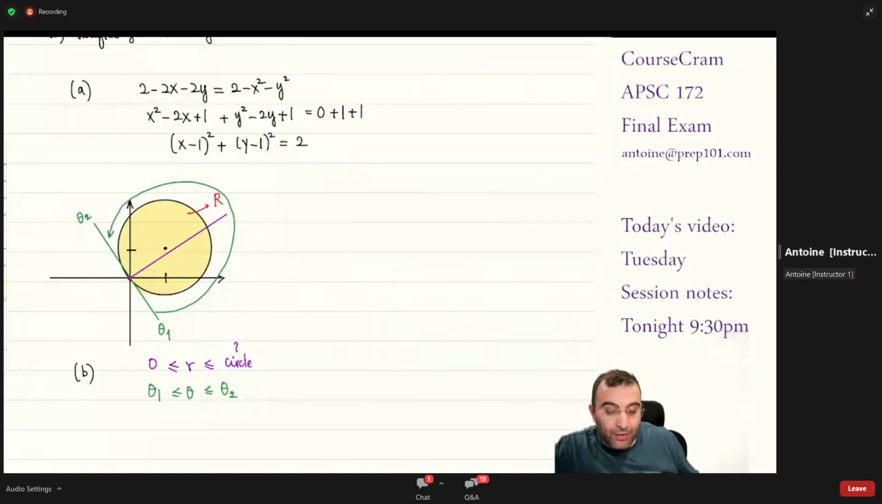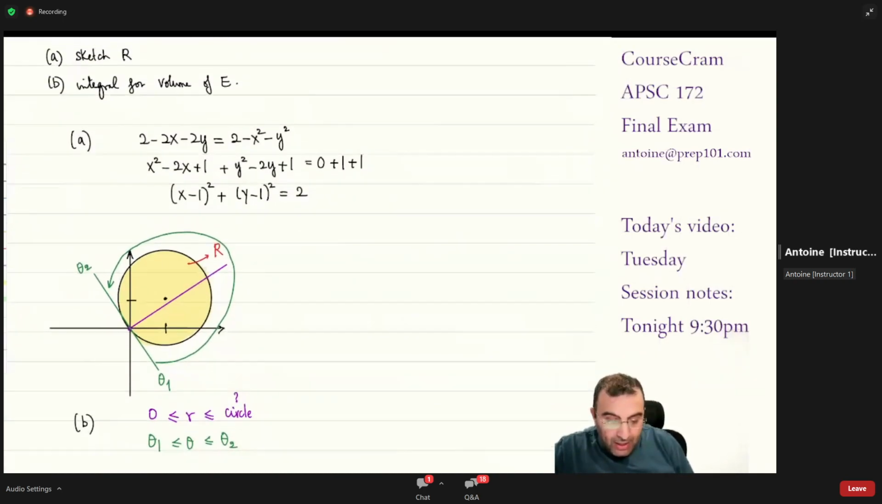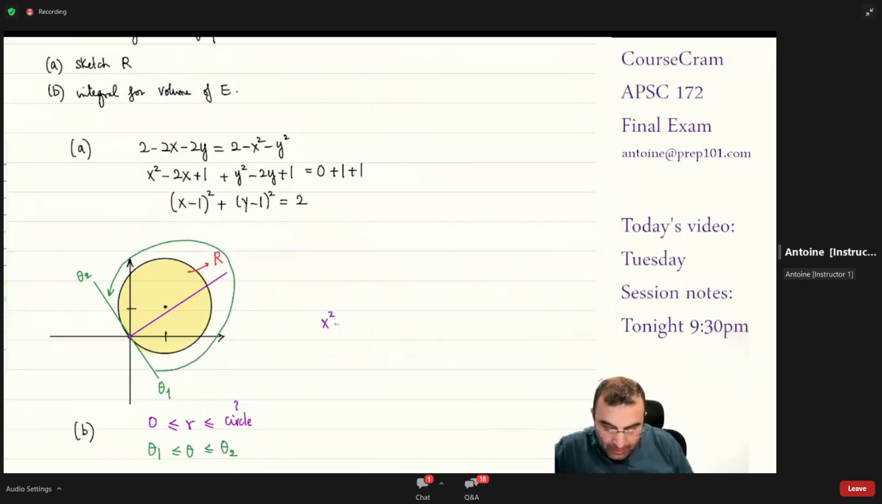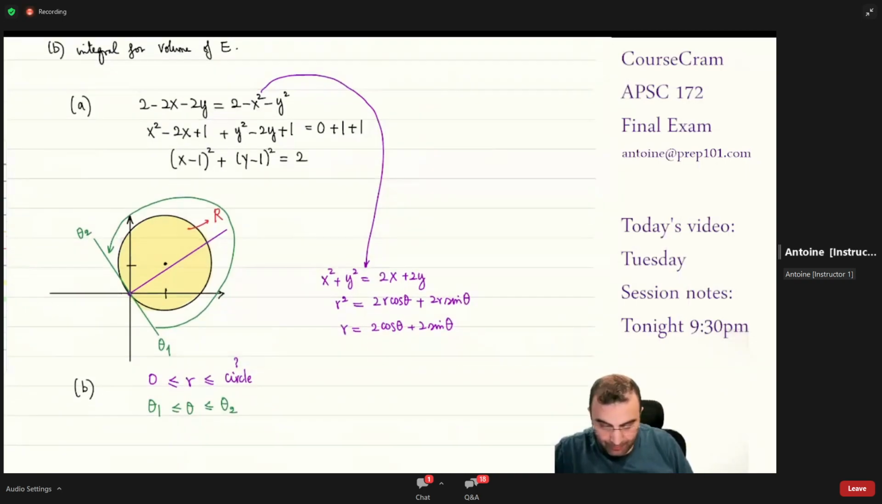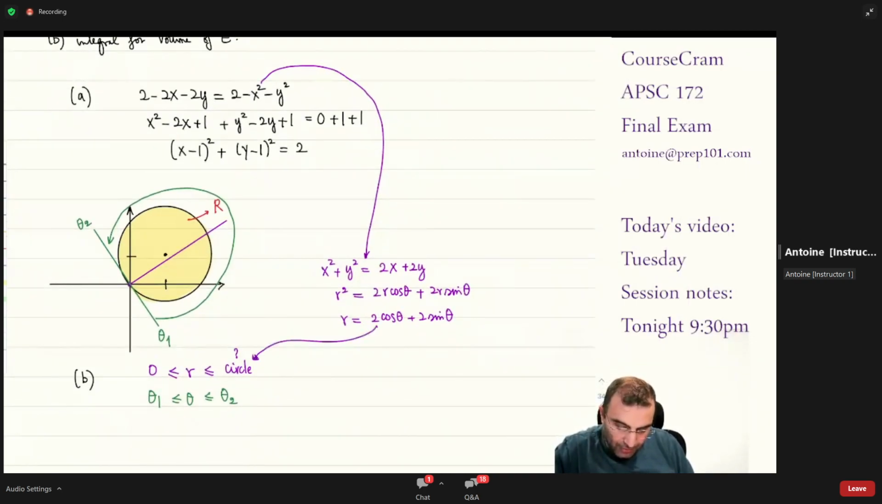So, first of all, the equation of a circle, one task at a time. For the equation of the circle, we're going to go back to x squared plus y squared is equal to 2x plus 2y, which we get from here. X squared plus y squared is r squared. X is r cos, y is r sine. So if I simplify by r everywhere, I get r is equal to 2 cos plus 2 sine. So that's the equation of this circle in polar.